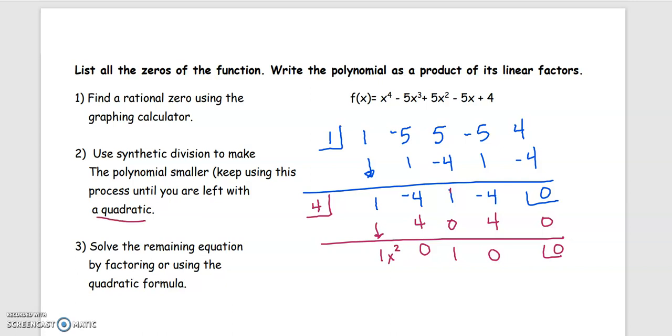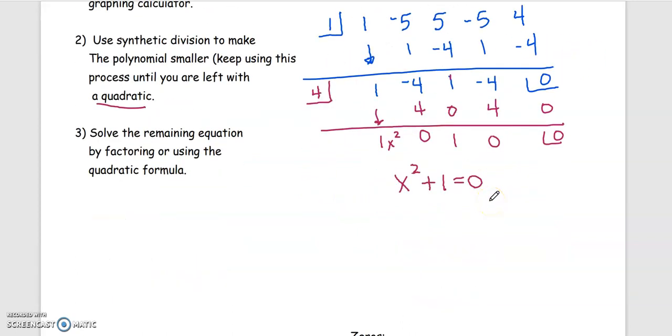We were at 4, we were then at 3, now we're at x squared. So this is x squared, there's no x, and then plus 1 equals 0. So we can go ahead and solve this by subtracting the 1, getting x squared alone, and doing the square root.